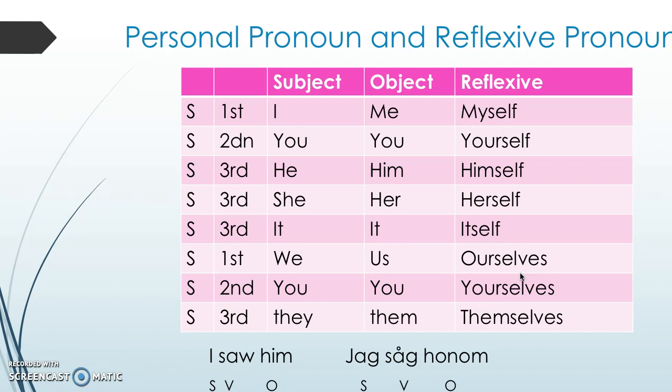Pronouns. Personal pronouns and reflexive pronouns. Let's start with personal pronouns. Those are in subject and object. And I have put, okay, I see I did it wrong now because I put an S in front of everyone, but the last 3 should be a P for plural.